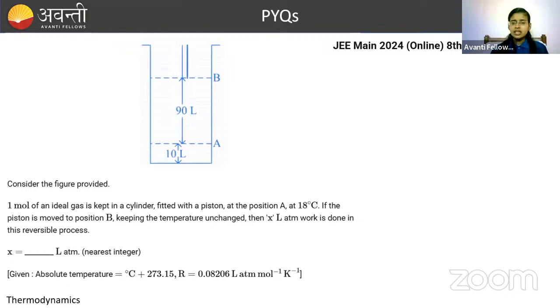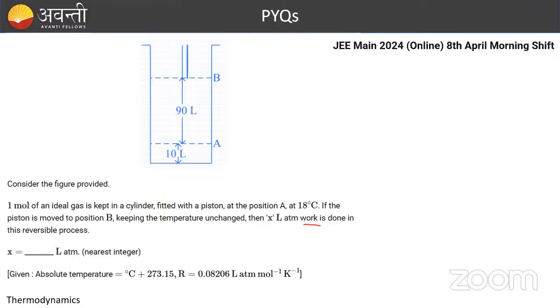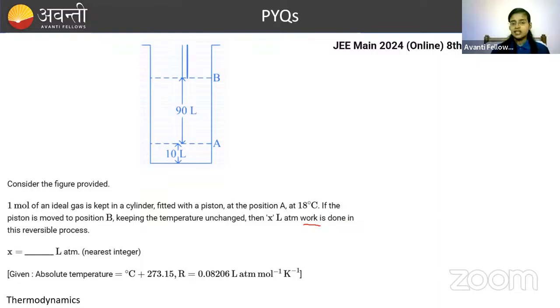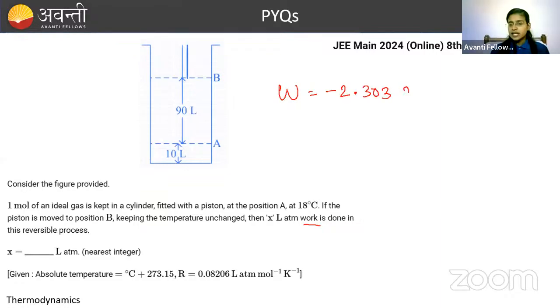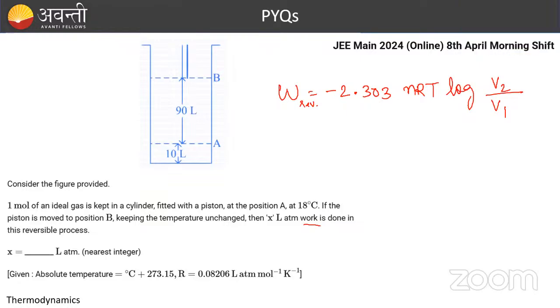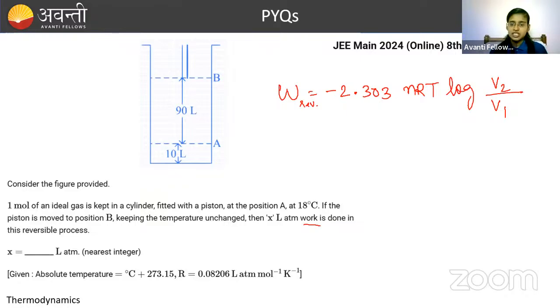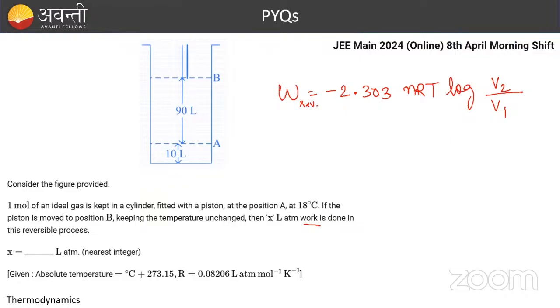We ultimately have to find out the work done in the reversible process. To find the work done, it is equal to minus 2.303 into nRT into log of V2 divided by V1. This is the formula for work done in a reversible process. I have given you 3 formulas to find the work done: this is for reversible, another is for irreversible, and the third is for free expansion. Now you substitute all the values.